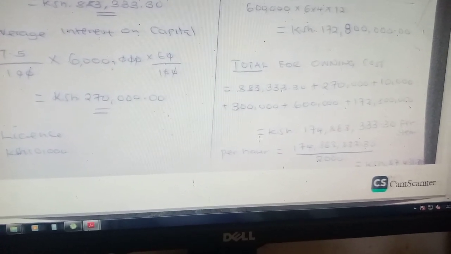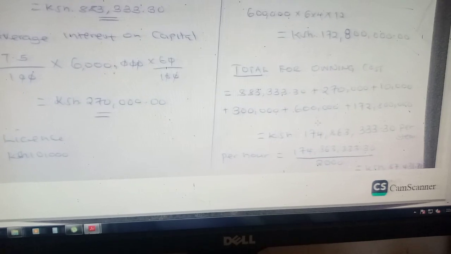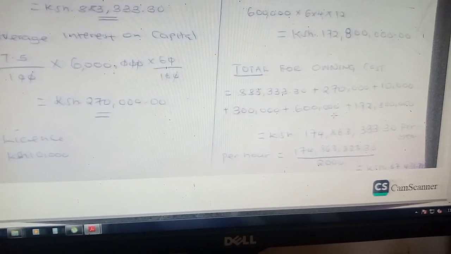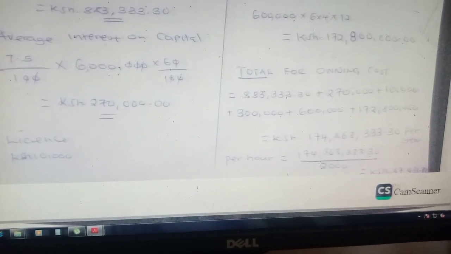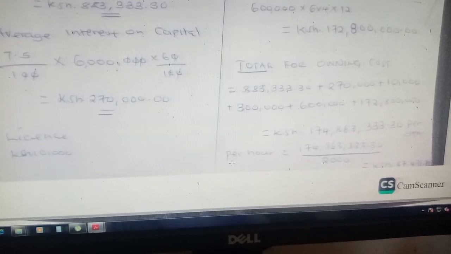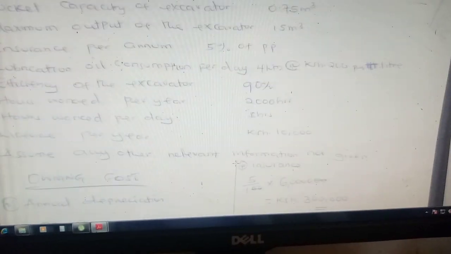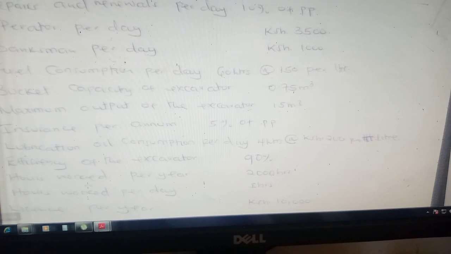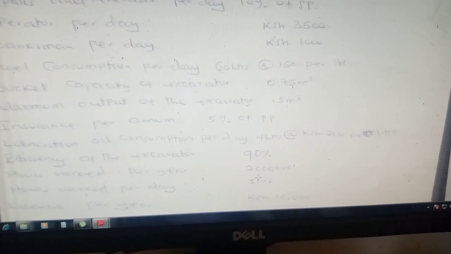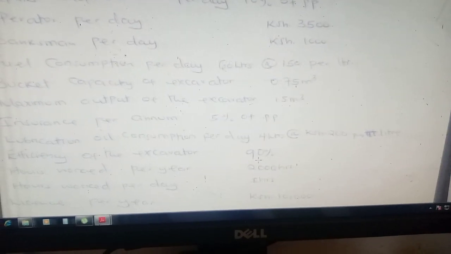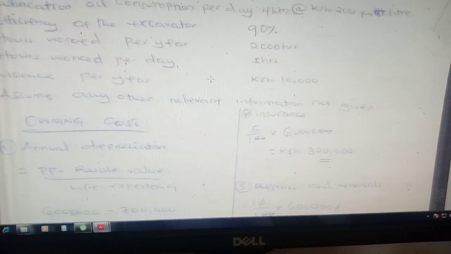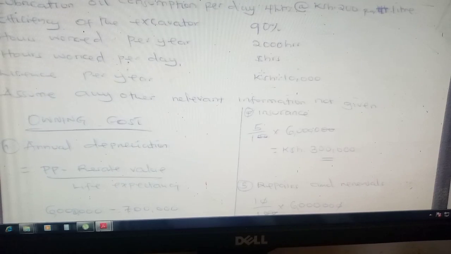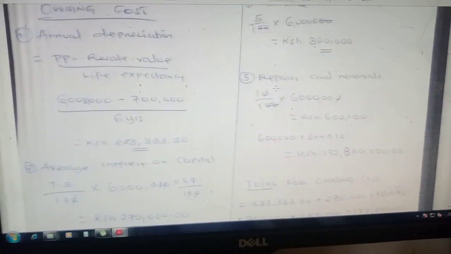But we need our answers to be per hour. So you convert this 174 million into per hour, whereby for this question, it is a detailed question. So we were told hours worked per day are 8 hours, hours worked per year are 2,000 hours. So the question has specified for us the hours worked per day.